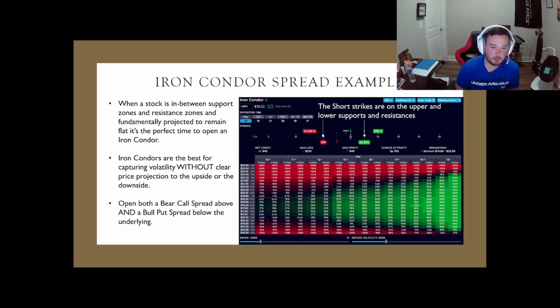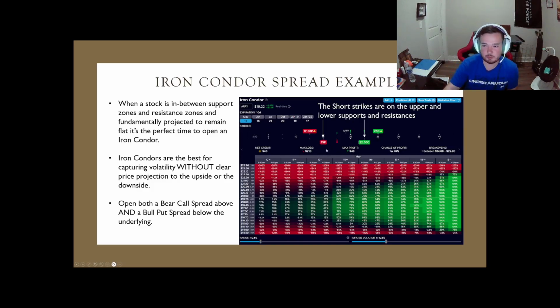Iron condors are the best way for capturing volatility without clear price projection to the upside or the downside. Again, it's in between its support and resistance. We're not really that clear whether it's going to go up or down. Even fundamentally, it's supposed to just trade sideways. So what are we going to do? We're going to open a bear call spread, which is this side of the trade, above the current price, which is right here at $19.22. And we're going to open a bull put spread below the current price right here.